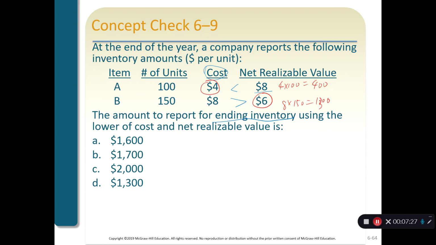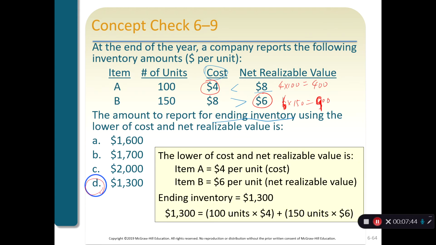Okay, so $900. Oh, sorry, 6 multiplied by 150 is $900. So therefore, we need to choose D, 1,300. Okay, because we picked the lower value of net realizable value instead of 8.